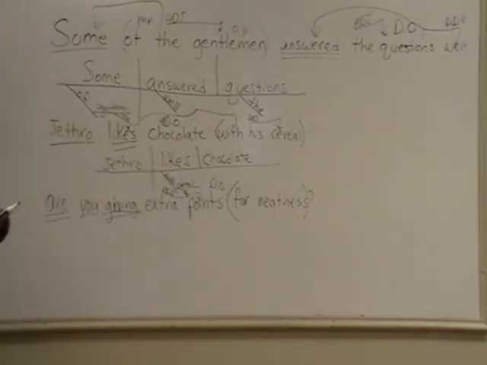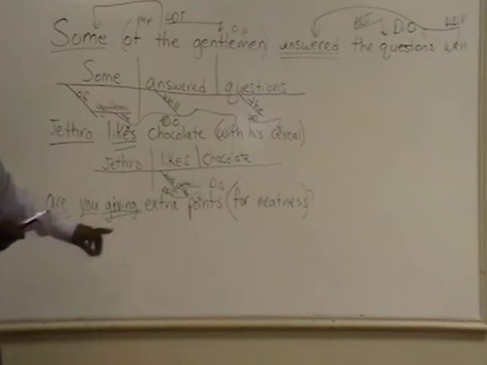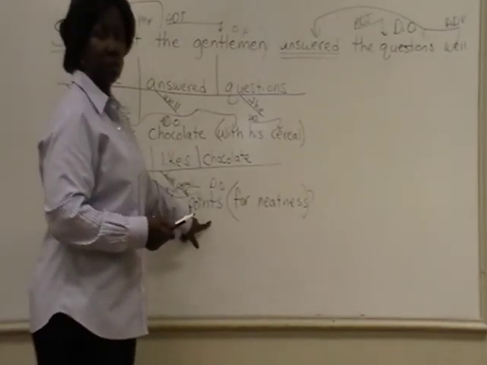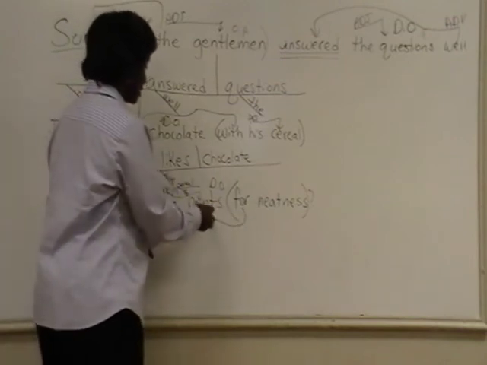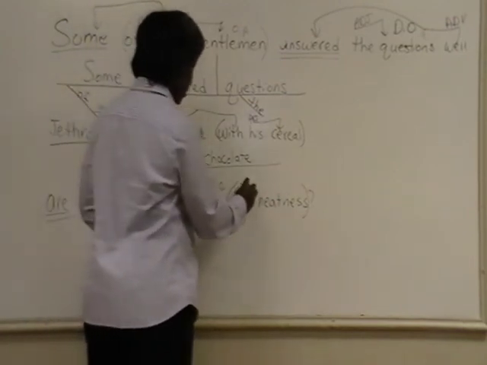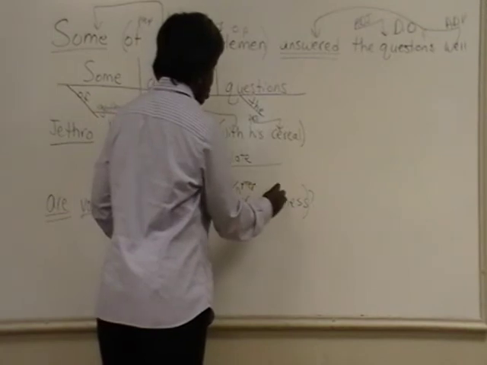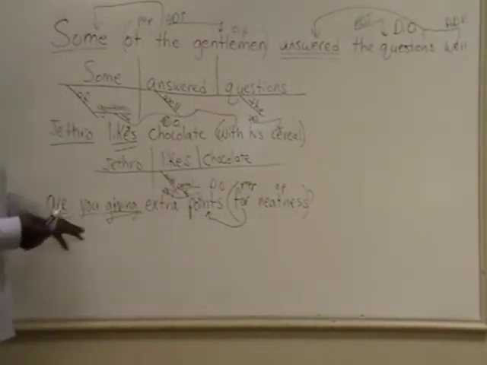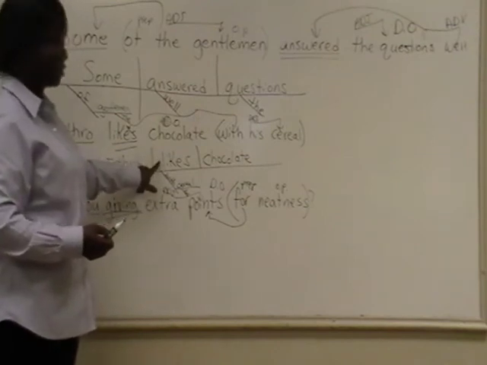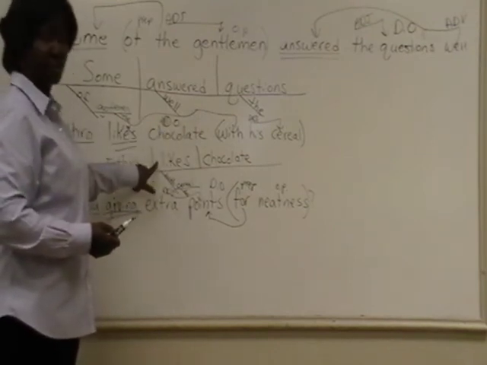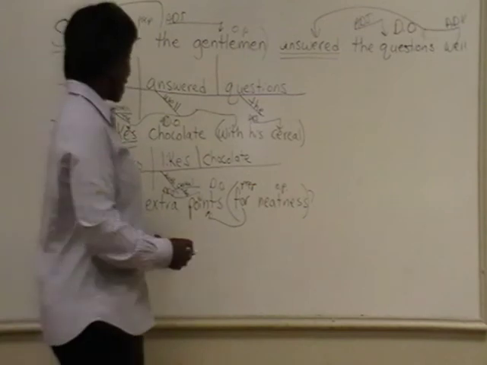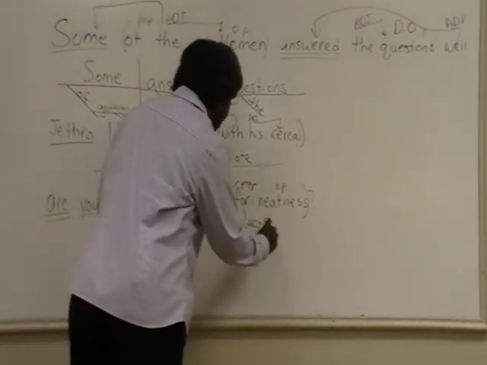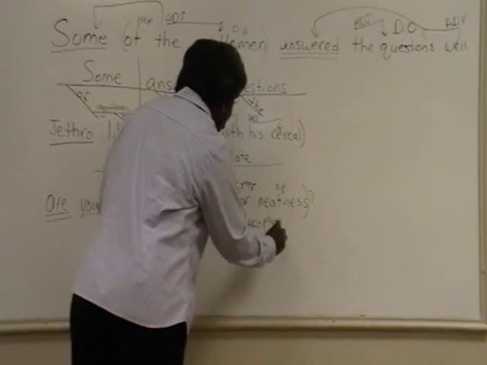And then what are we going to do with "for neatness"? In this case, "for neatness" is telling you which kind of points. Points for neatness. And this is your preposition, and this is your object of the preposition. So when you diagram this one, instead of putting your prepositional phrase under your verb because it was modifying your verb, this one's actually going to be an adjective phrase, and you need to look that up if you're not sure what an adjective phrase is with prepositional phrases.